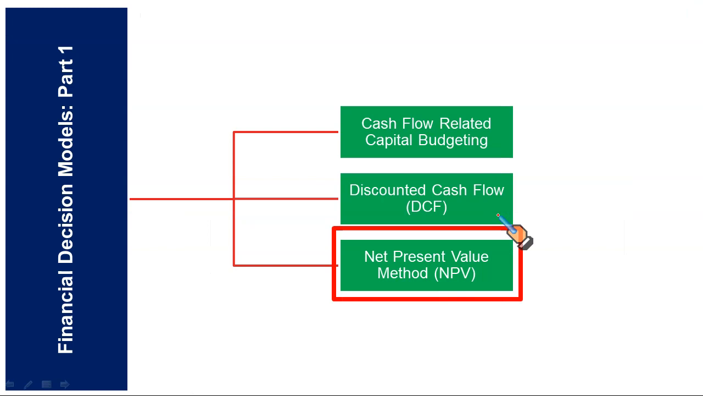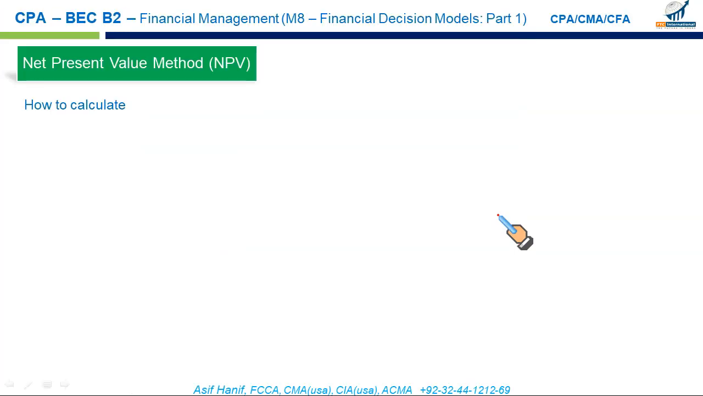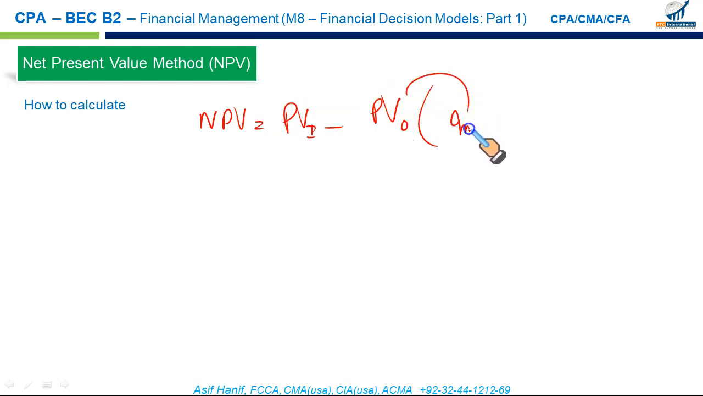Next, we have the net present value method, the NPV method. This is a very important area. How do we calculate NPV? We just discussed that we will be calculating the present value of inflows and the present value of outflows. So NPV, basically net present value, is the difference between the present value of inflows minus the present value of outflows. Sometimes this is the initial investment that we have made. So present value of inflows minus present value of outflows is what you call the net present value.